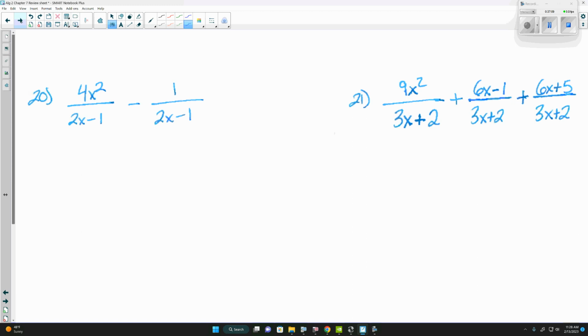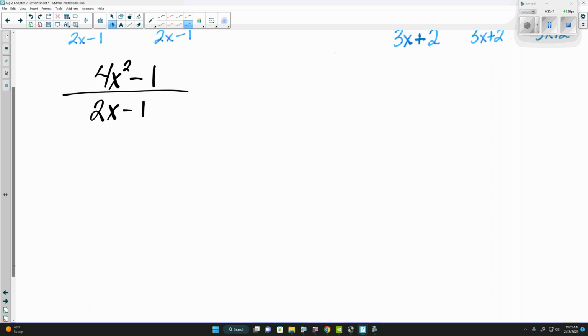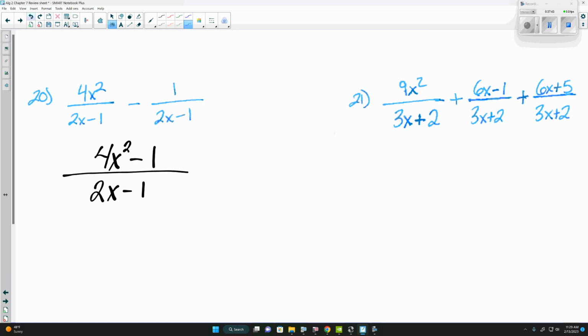Now I want to look at 20 here. This is the last one we'll look at today. Whenever we use addition or subtraction, the denominators have to be the same. Here, they're already the same as 2x minus 1. Now, whenever we subtract, we do need to be careful with our signs, but here, it's not too bad. It's just going to be 4x squared minus 1. We're subtracting the second term from it. Since it's just one term, it's not too bad. Now, we can't combine the 4x squared and 1, so that is our expression.